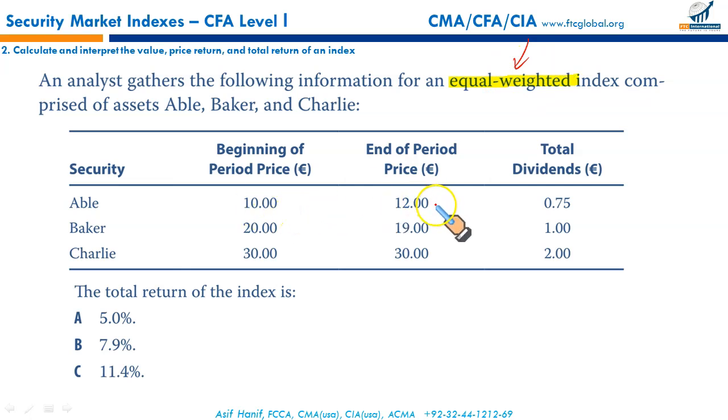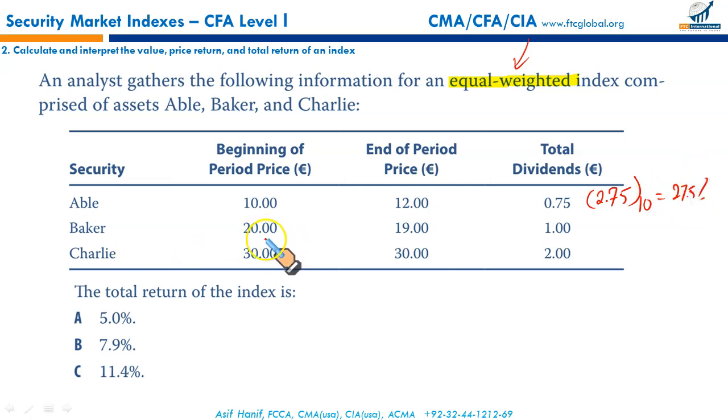Able has generated 2 euros of return in the form of price appreciation, and it has generated a dividend of 0.75 euros. So combining these two gives you a total return of 2.75 euros, divided by the initial investment in this stock, or initial price, of 10. So 2.75 upon 10 gives you 27.5%.